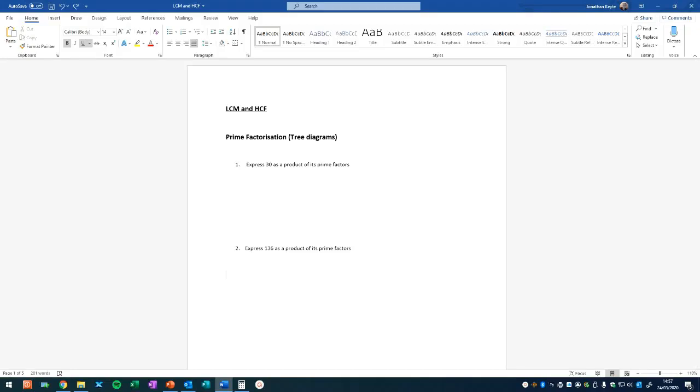Hi guys, today I'm going to be doing a video for Maths GCSE revision on highest common factor and lowest common multiple. I'll talk you guys through the key concepts and I'll go through some practice questions to help you be able to fully understand this topic in more detail, ready for the exam.